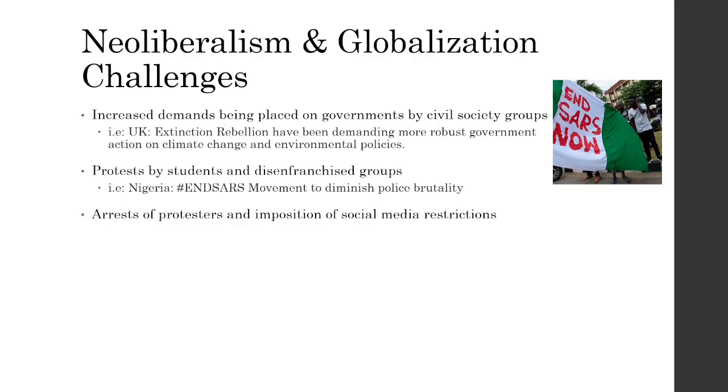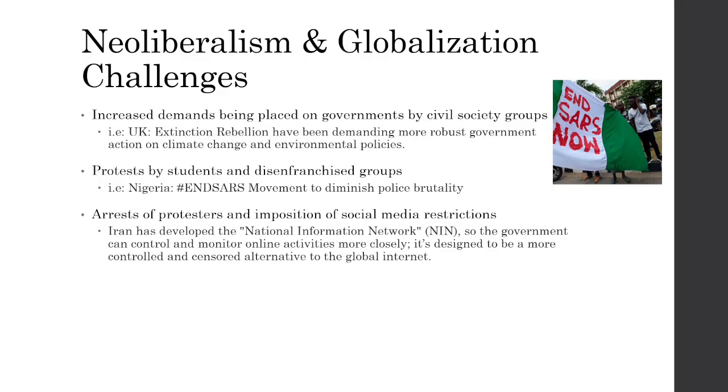There's been the arrest of protesters and the imposition of social media restrictions, particularly in authoritarian regimes. So, for example, in Iran, an authoritarian regime, they developed the NIN, so the government can control and monitor online activities more closely, monitor what is accessed from other areas across the globe. It's designed to be a more controlled and censored alternative to the global internet. So this is a response to the global internet being used in Iran. They're kind of like, we're going to modify this a little bit.